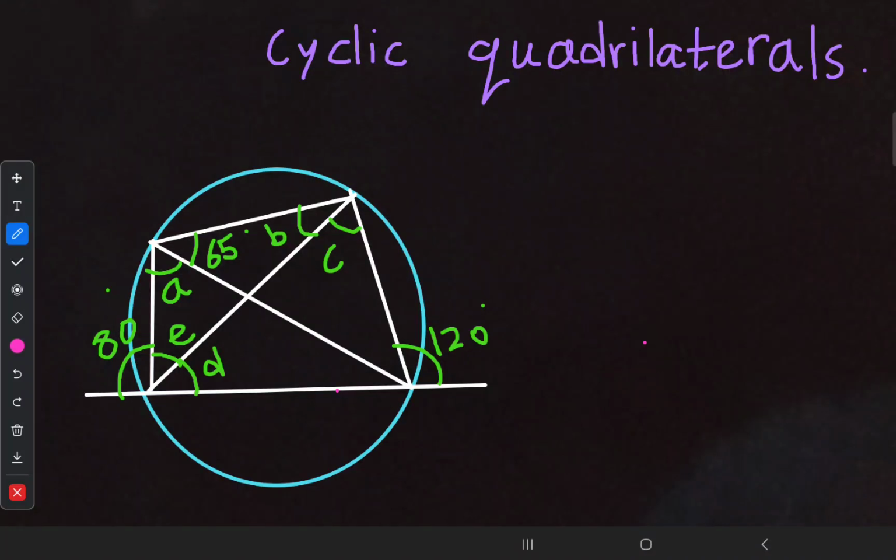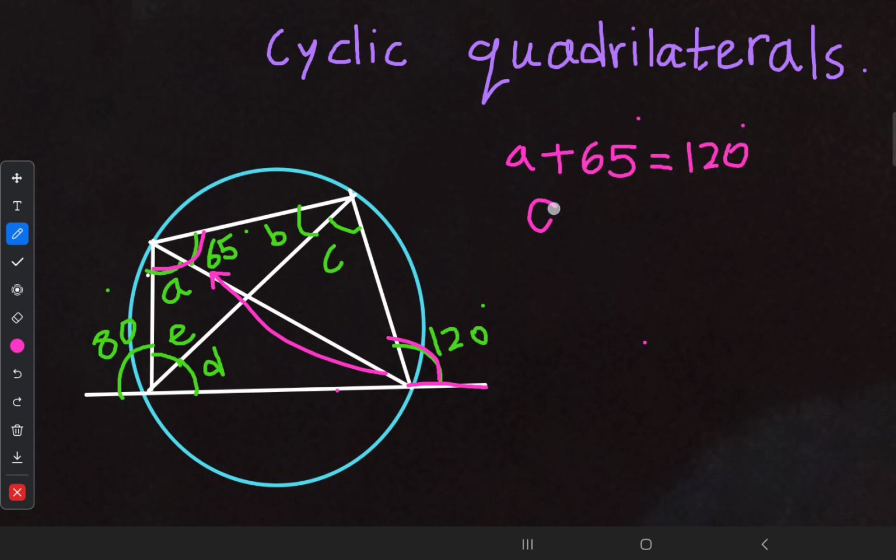In the question, we can directly find the magnitude of A because this is an exterior angle. This should be equal to the interior opposite angles. That means A plus 65 degrees equals 120 degrees. So A should be 120 minus 65, which gives you A as 55 degrees.